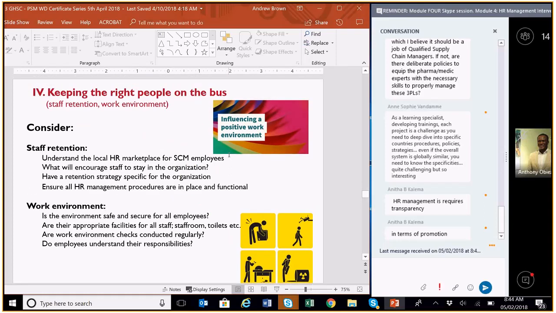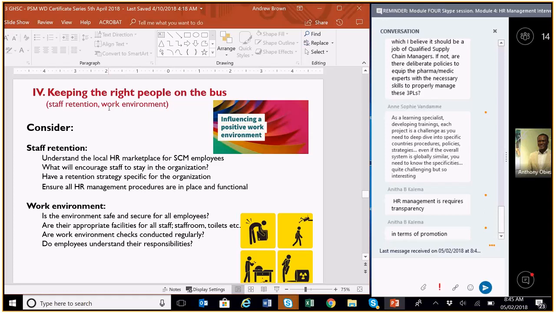This next area, which is really important and probably what I get the most questions about, is keeping the right people on the bus. If you've got good workers, very competent workers, how do we improve staff retention and how do we keep the staff motivated? Motivation has been a constant theme of today's presentation, you will have heard, and that staff motivation is from a number of factors.